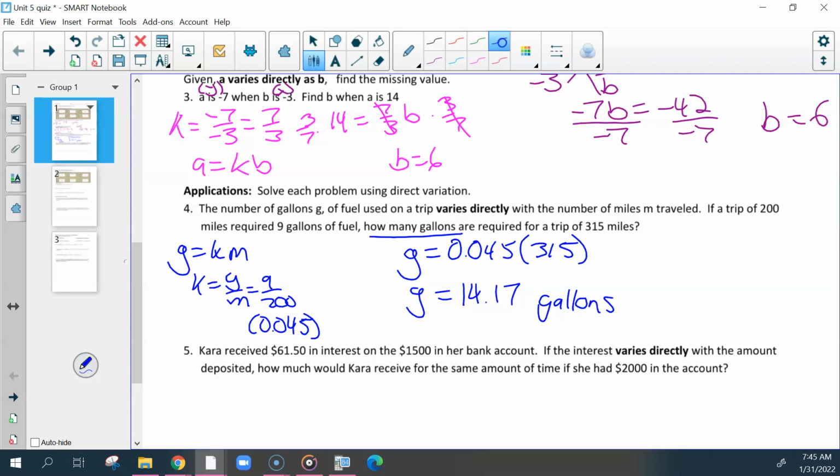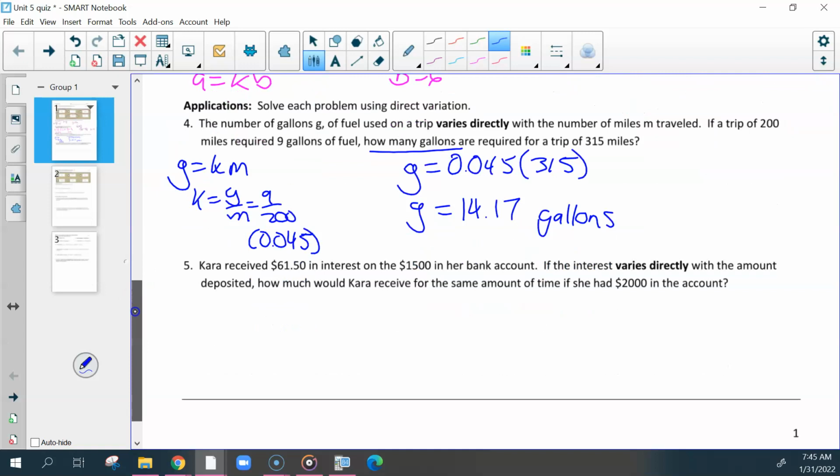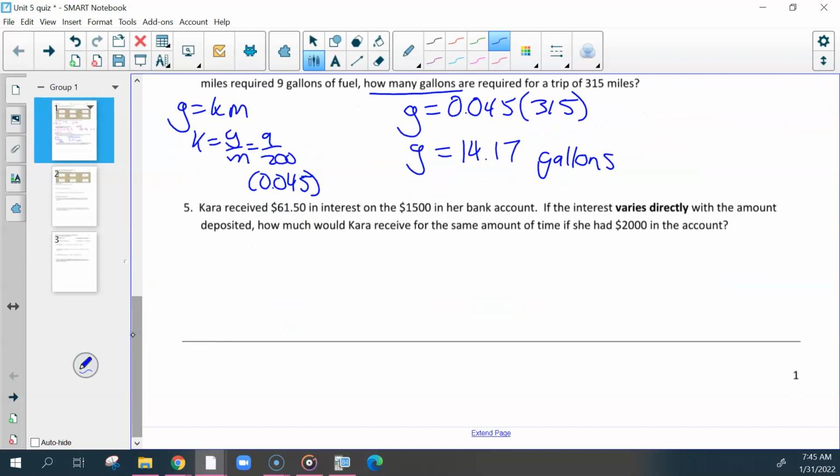And then the last one, you can either set it up like this or go back to the proportions. So I'll solve this one by proportions. Here, this one doesn't have variables, so you need to tell me what your variables are. It can be X and Y, it can be I and D, whatever you want. So I think I called this I for interest, and the amount deposited was B. So that would be 1 point.